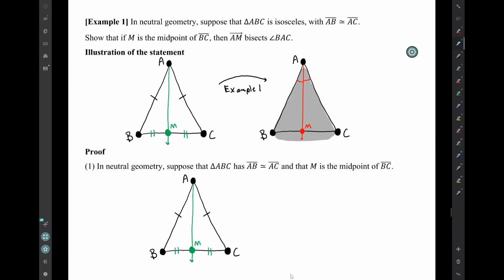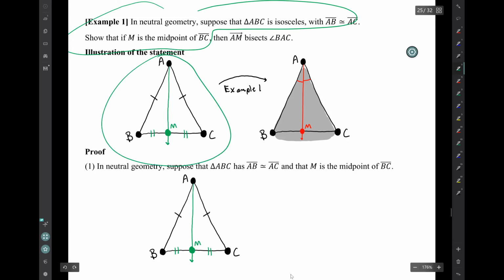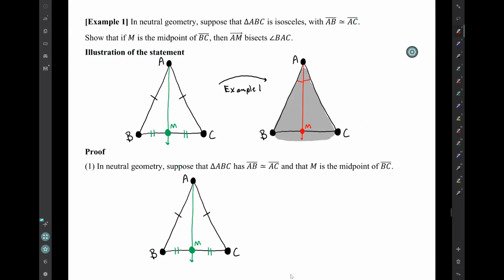So let's do example 1. In neutral geometry, if ABC is isosceles with side AB congruent to AC, and if M is the midpoint of side BC, so there's the hypothesis configuration, then ray AM bisects angle BAC. So again, that green special ray is the same as that red special ray in the particular situation that you have an isosceles triangle. So how do we prove this?